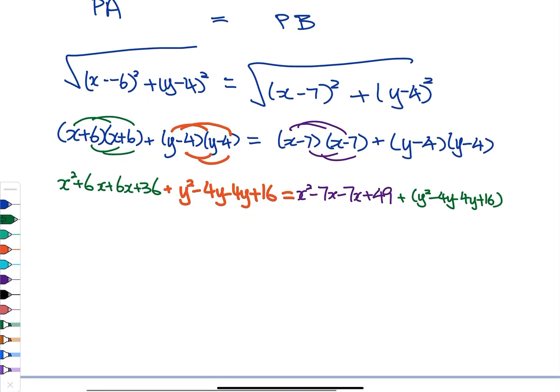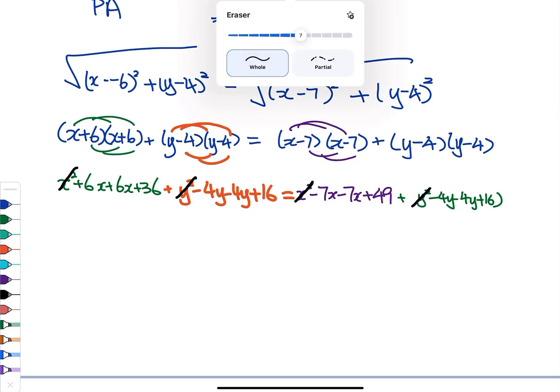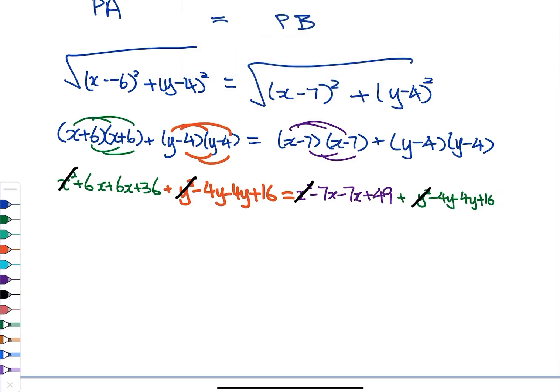And then is there anything on both sides? If there is, then we do that. If anything is on both sides, just cancel that out. Both sides have x squared, cancel. Both sides have y squared as well, cancel. No need for the bracket, it's not of any use. And then we simplify a little bit.